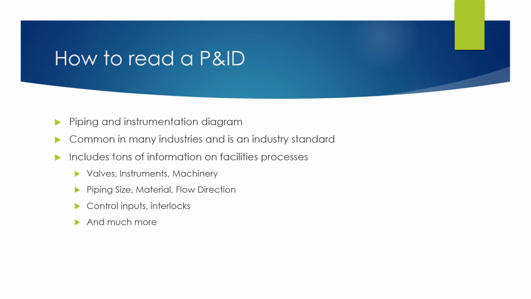And the P&ID itself, we talked about piping and instruments. It talks about your valves, some machinery, piping size, some material, how all the pipes are connected and which way they're flowing, and it also has some information on control within the process.